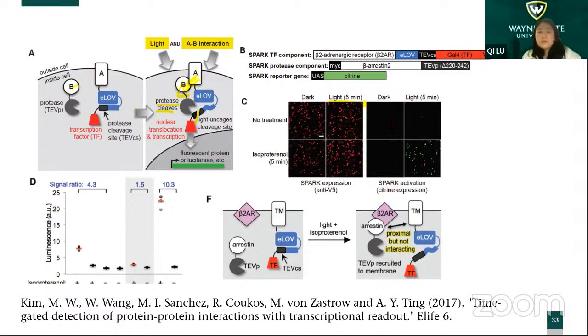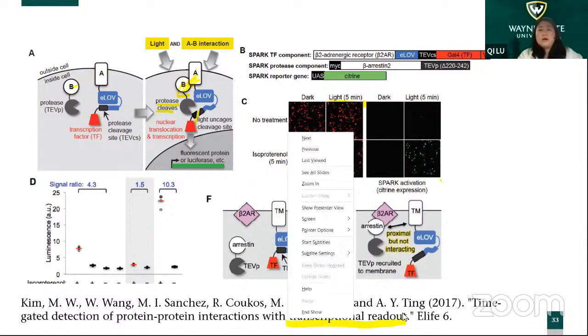This result is coming from after 9 hours. So after the binding, then the transcription, then translation, then you get the result of the fluorescent protein. However, with this light control, 5 minutes is enough to start the transcription. So the timing is very good for the transcription readout.